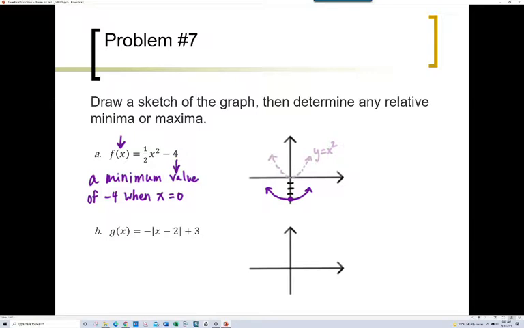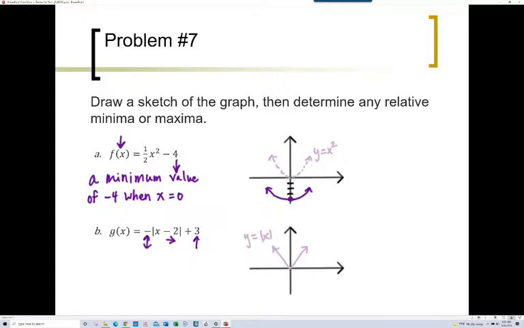All right, if you look at b, the parent function is y equals the absolute value of x. And so the minus here causes a reflection through the x-axis. This minus 2 inside with the x in the absolute value is going to cause us to go right 2. And the 3 out here is going to cause a vertical shift up 3.